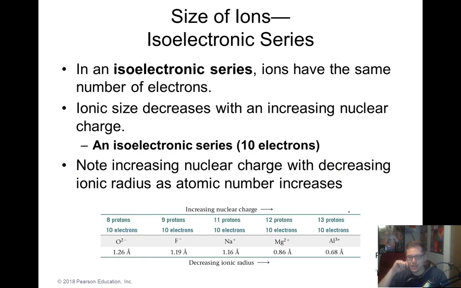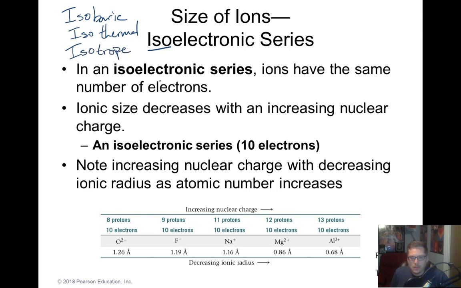One more note about the size of ions. We get these things called isoelectronic series. Now, this word is really big. Let's break it down. This term iso, like if you've ever heard the terms isobaric or isothermal, or isotope.